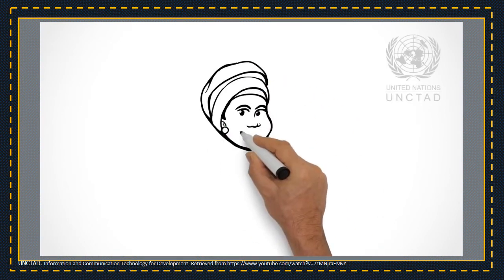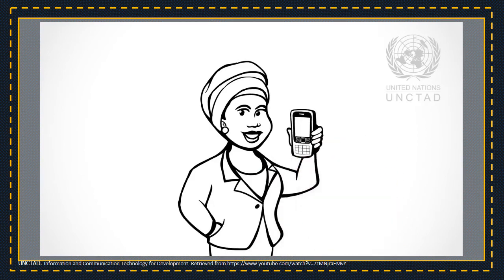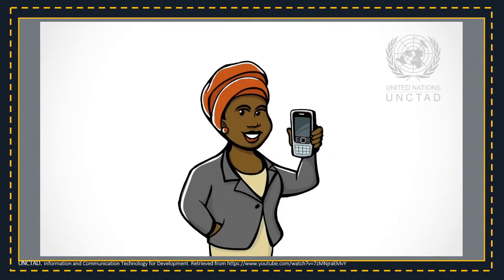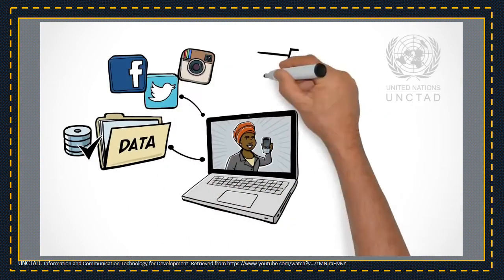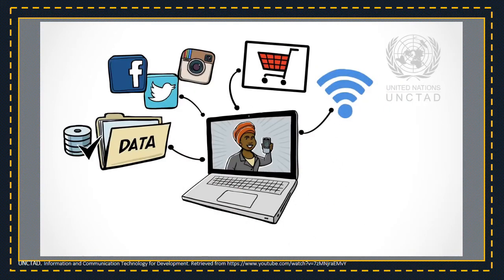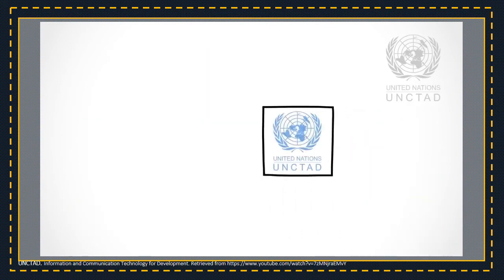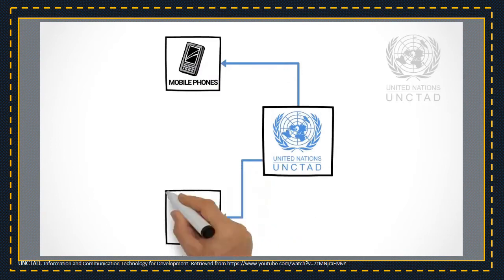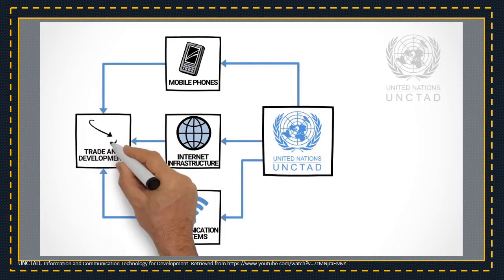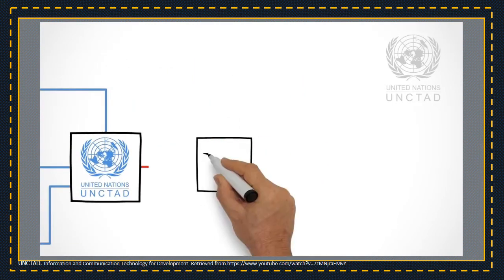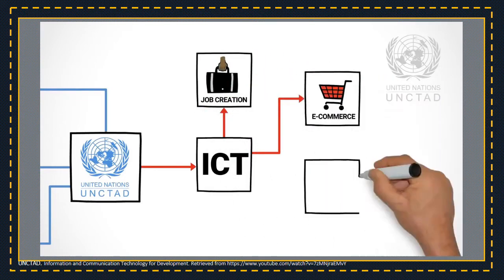Today, information and communication technology, or ICT, the internet and the mobile revolution have changed how we do things. Everything is going online. Think instant data access, social media, e-commerce, mobile communication, cloud computing, and the Internet of Things. In our globalized knowledge-based world, the spread of mobile phones, communication systems, and internet infrastructure has had a big impact on trade and development. Information and communication technologies are critical tools for job creation, e-commerce, and economic growth.